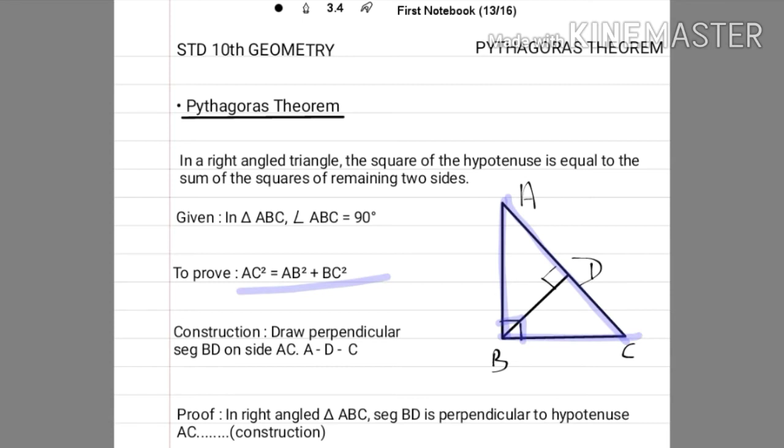For that, we need to do a small construction. That is, we have to draw a perpendicular line from vertex B to the hypotenuse AC. This is the line segment which we have to draw and which is perpendicular to the hypotenuse AC. And also they have given us this thing, which means that ADC lies in the same line in which D is between A and C. This is what this denotes, okay? So let's see what is the proof for this theorem.